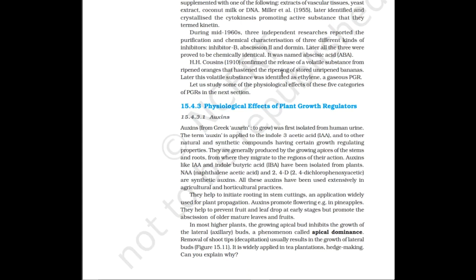Inhibitor B, abscission; second, dormin. Later all three were proved to be chemically identical. It was named abscisic acid, ABA.